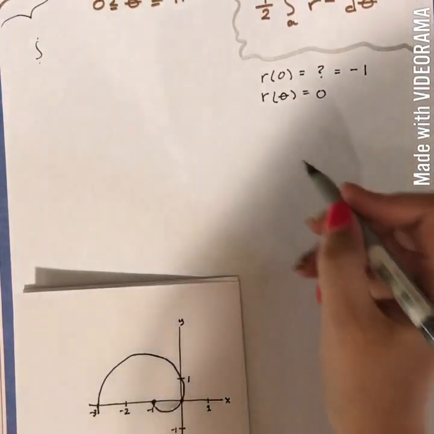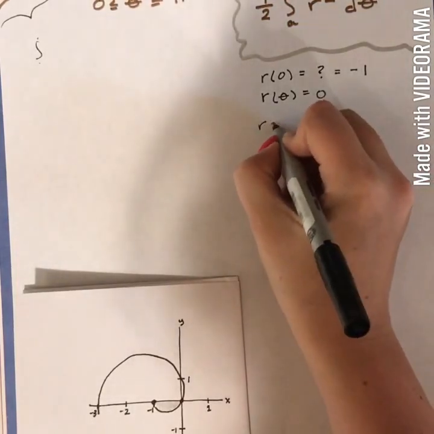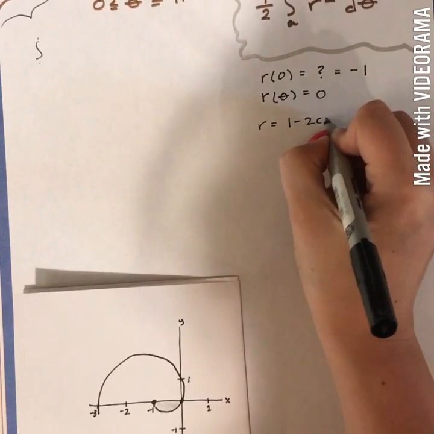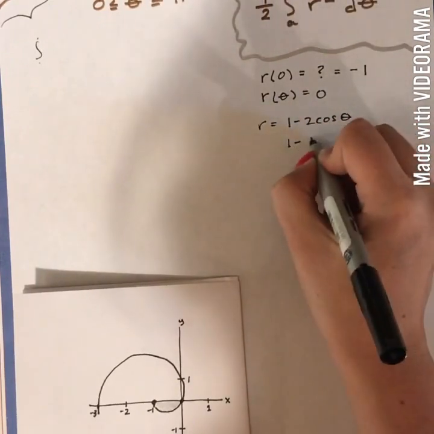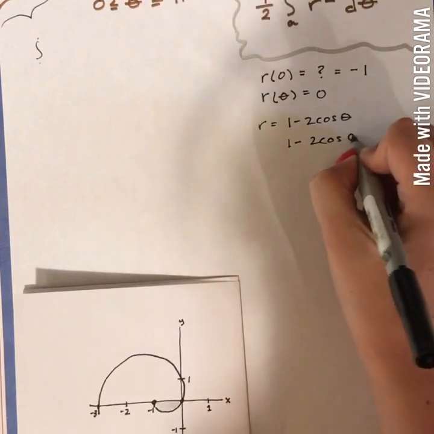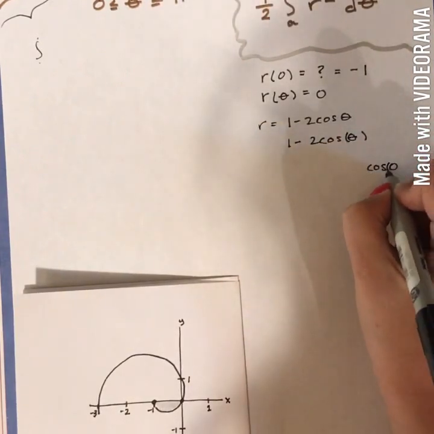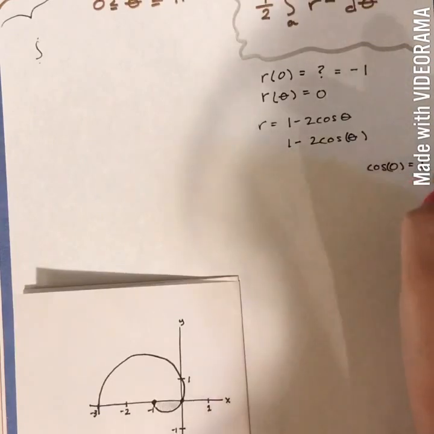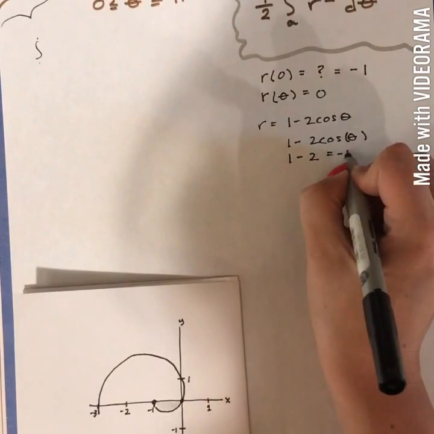Also, if we do the math for that, we can just look at r equals 1 minus 2 cos theta, and we can plug in the 0. And cos of 0 equals 1, so it would be 1 minus 2, which equals -1.